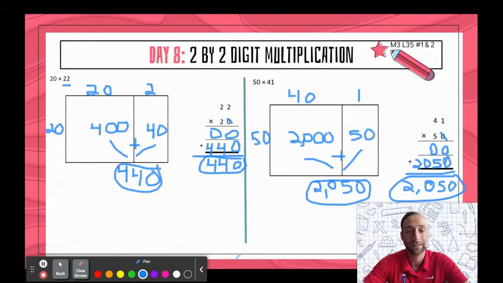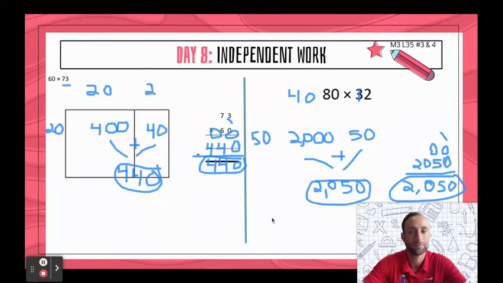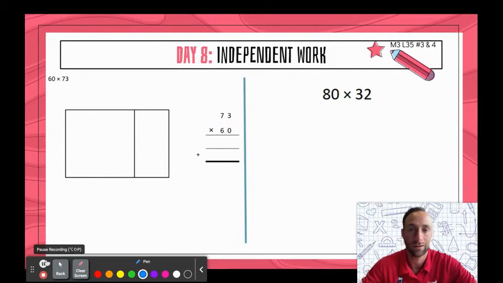When I click on the next slide, why don't we go ahead and pause our screens and try to answer the problems on our own. And when you're ready, unpause it and join me for a review. All right, so for this one right here, 60 times 73. I'm going to go ahead and use the area model first.